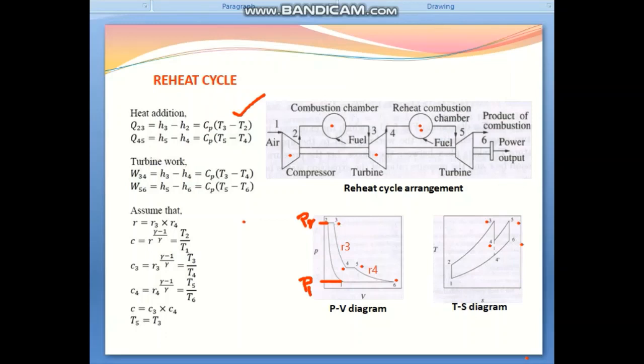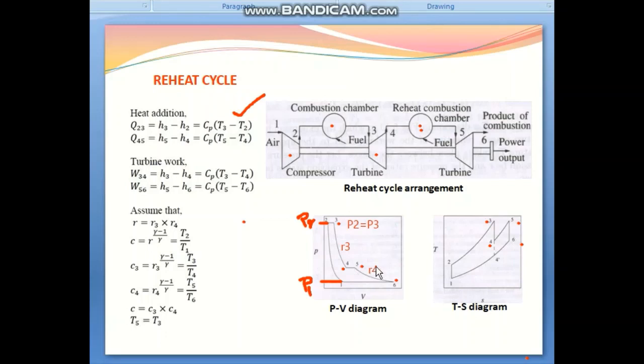So in this line, P2 is equal to P3. So we can simply say that R3 is nothing but P3 by P4. That means this line is a constant pressure line. R3 is the ratio between P3 by P4, and R4 is the pressure ratio between P5 and P6.